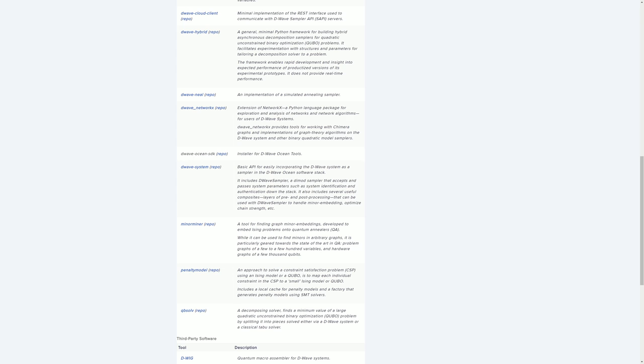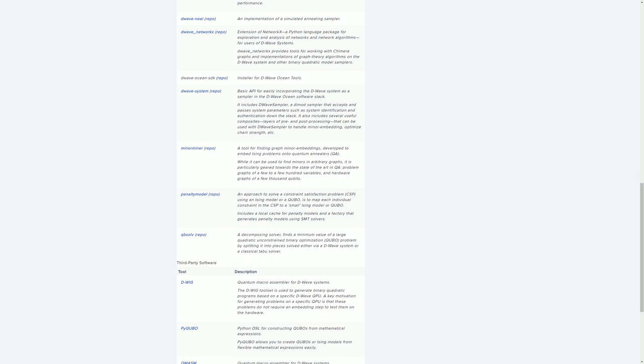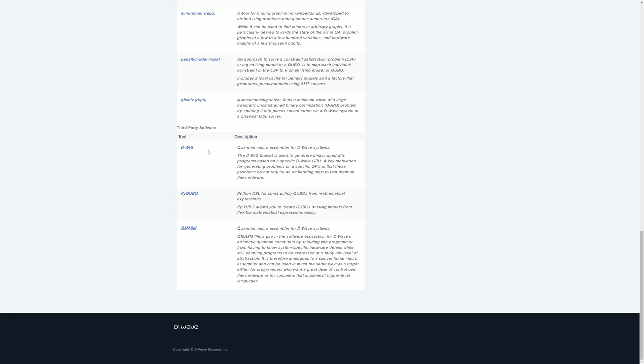Installer for D-Wave Ocean Tools. A tool for finding graph minor embeddings, developed to aim at embedding problems on the quantum annealer. Third-party software: a quantum macro assembler for D-Wave systems, programs based on specific D-Wave QPU systems. A Python DSL for constructing QUBOs from mathematical expressions. PyQUBO allows you to create QUBOs or Ising models from flexible mathematical expressions easily.